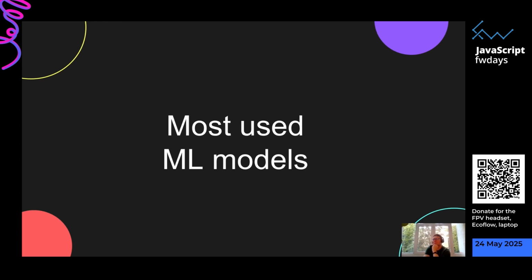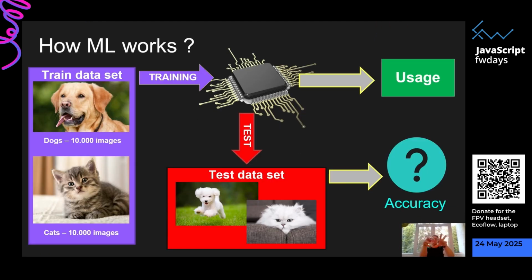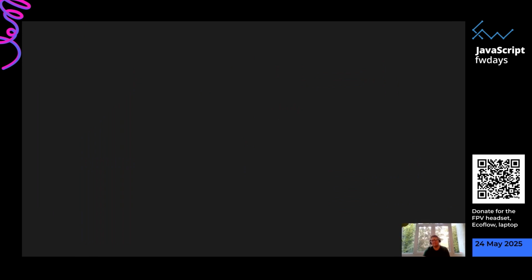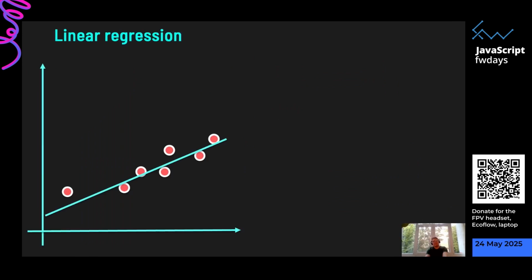So let's talk about machine learning models. I told you about that thing called a model. What is it? Well, the most used machine learning models. First of all, we have linear regression. This is the most basic type of machine learning.